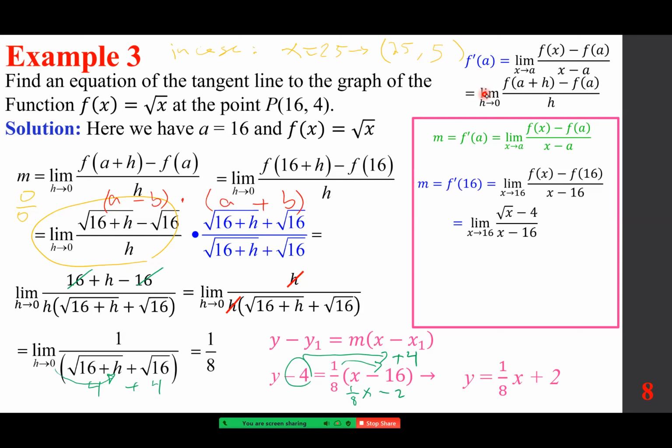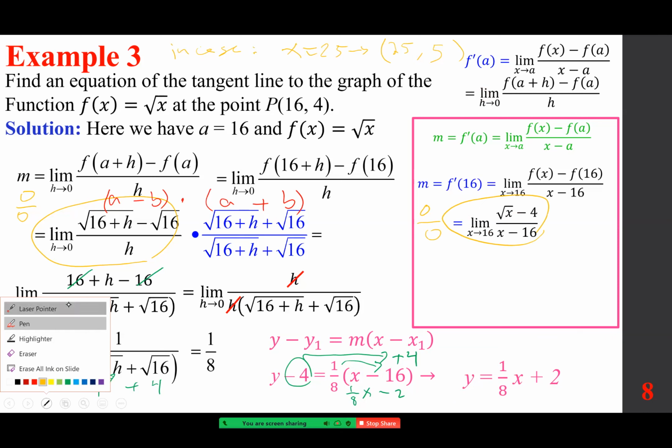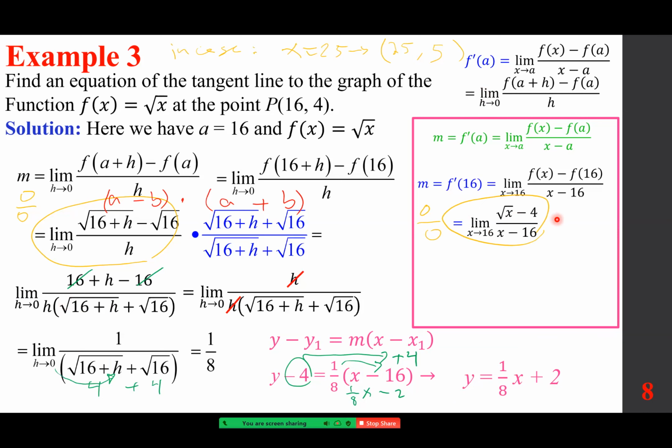If we plug in, I hope you see that you get 0 over 0. And the technique is the conjugate: multiply by the conjugate of the numerator, which is square root of x plus 4. Also divide by it, because this must be equal to 1.